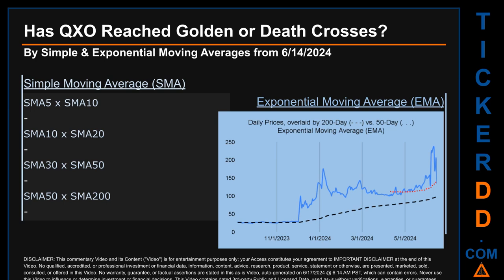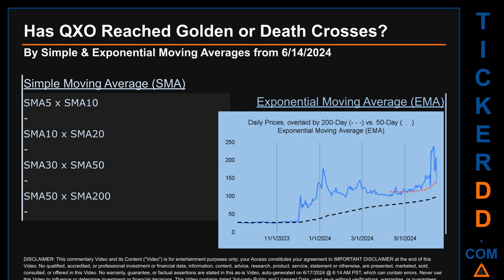Has QXO price reached golden or death crosses? Golden cross and death cross are basic signals that compare average prices across two specified trade day ranges, a short-term versus a long-term range. For example, 5-day versus 10 trade days. Essentially, a golden cross is a bullish signal. It appears when a ticker's short-term moving average crosses above its long-term average. Vice versa, a death cross is a bearish signal when the short-term crosses below its long-term moving average.